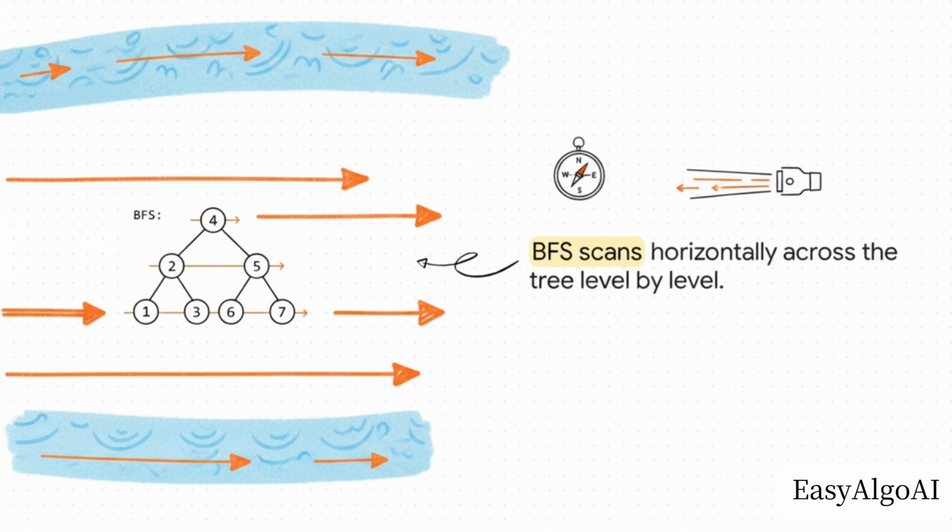Instead of plunging down a single path, BFS traverses the nodes level by level. It looks at the root, then it scans perfectly across the entire next row of children from left to right, and it doesn't drop down to the next depth until that entire level is completely finished. It goes wide for sure.